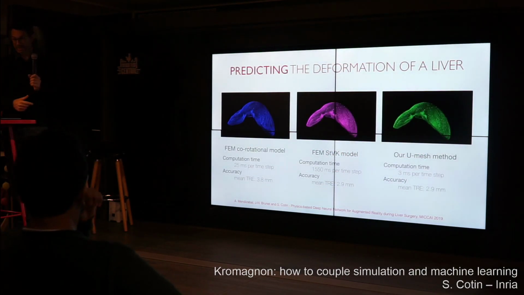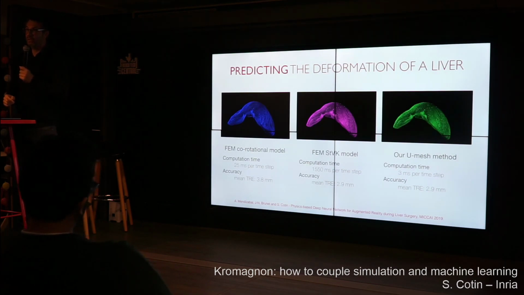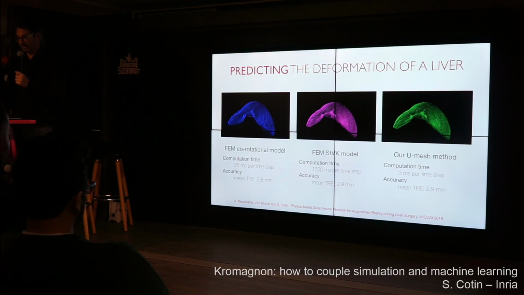And here you can see, again, visually and more in terms of numbers, how those different things compare. So we are even faster than the co-rotational model, but with the accuracy of Saint Venant-Kirchhoff. And again, it's because we trained using that model. I think we could probably go beyond that.